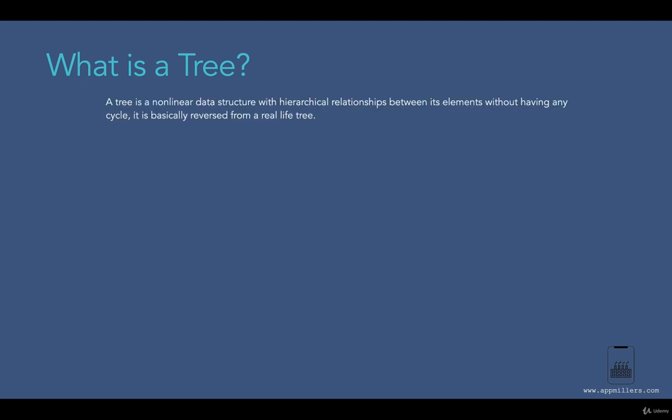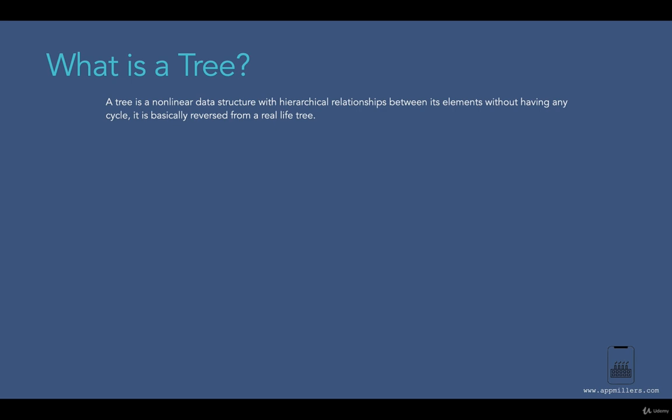Now in this very first lecture of this section, we are going to learn what is a tree. So by definition, a tree is a nonlinear data structure with hierarchical relationships between its elements without any cycle. Basically, it's the reversed form of a real-life tree. So what does it mean?